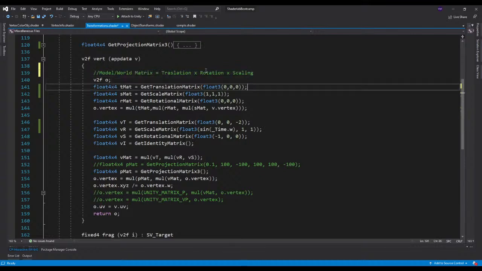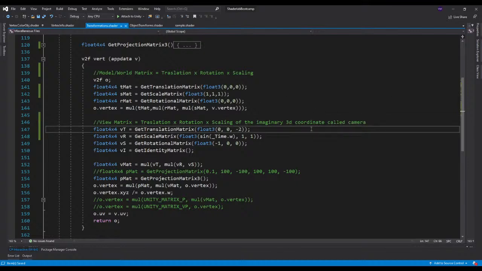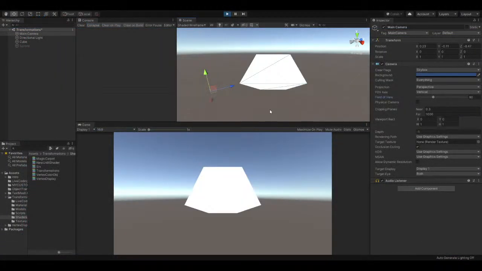Similarly, view is basically the same, but this is of the imaginary 3D coordinate called the camera. Now that is why I'm going to show you one more thing. Let's quickly switch to Unity, and I'm going to make this table first. So let's transition to Unity. This is working fine.